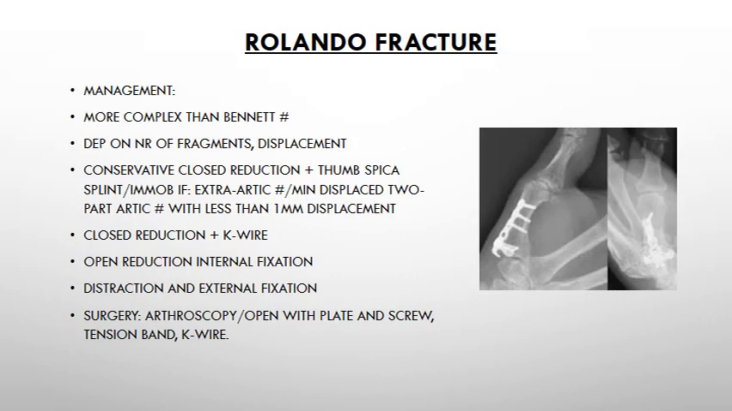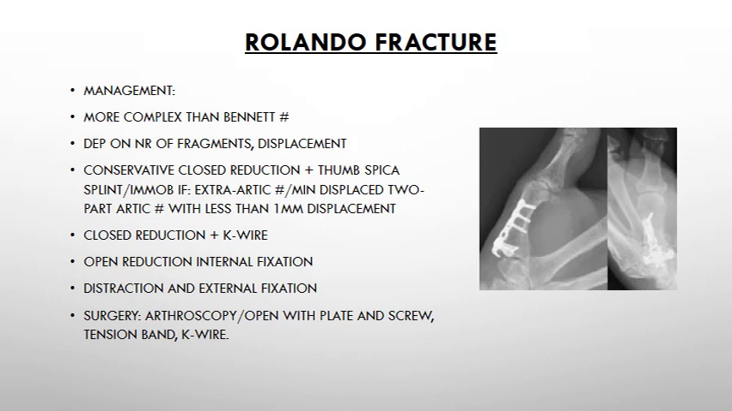Due to the Y and T pattern of a Rolando fracture, the management is a bit more complex than the Bennett's fracture. It depends on the number of fragments as well as the displacement of the various fragments. When a conservative approach is decided on, it will be a closed reduction and immobilization in a thumb spica splint or a POP. If it's an extra-articular fracture, or a minimally displaced two-part articular fracture with less than 1 millimeter displacement, these are the indications for a more conservative approach of management.